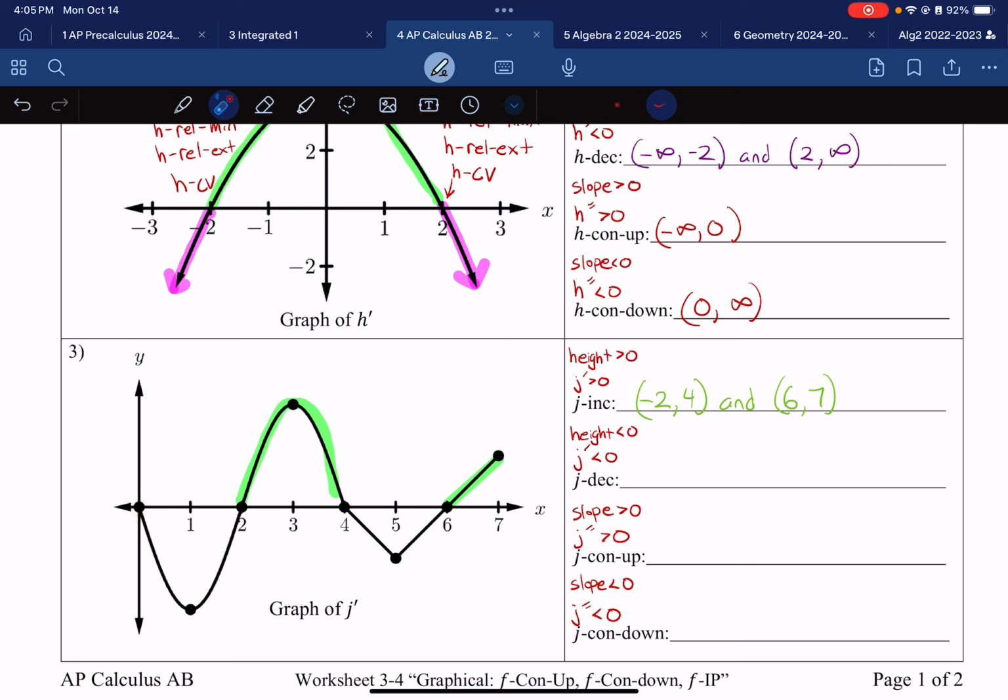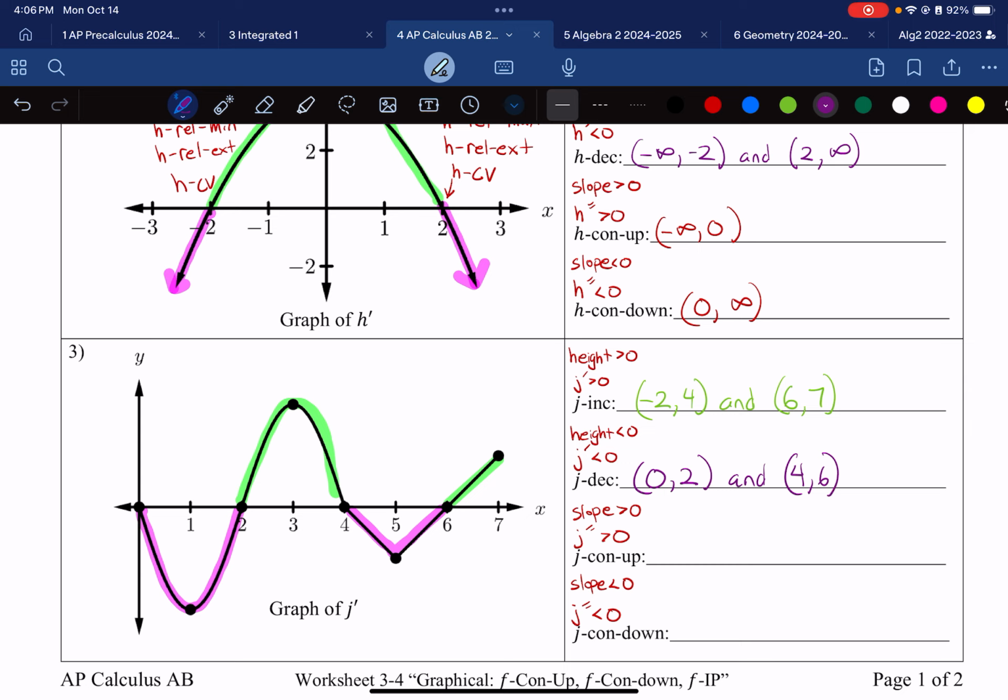It's decreasing where it's below the x-axis, where the height is negative. So I can say it's negative. Let's go ahead and highlight. It's negative on this interval because I'm beneath the x-axis. That happens from 0 to 2 for those x-coordinates, as well as between 4 and 6.